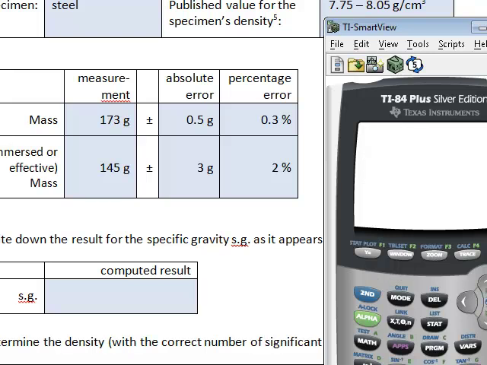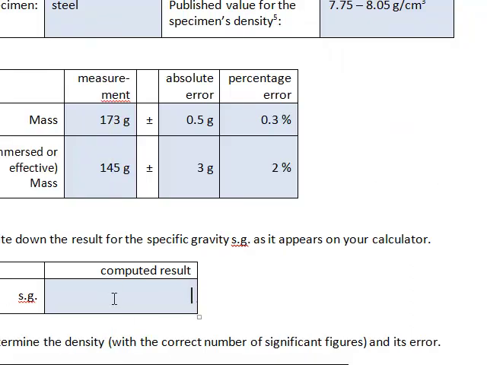So that's going to be 173 divided by (173 minus 145), parentheses, 6.178571429. Okay, now I have to see here, well, how many of these should I use? Well, technically I should use 3 significant figures because this one is 3 and this one is 3. I'm going to write down here for now 6.18.